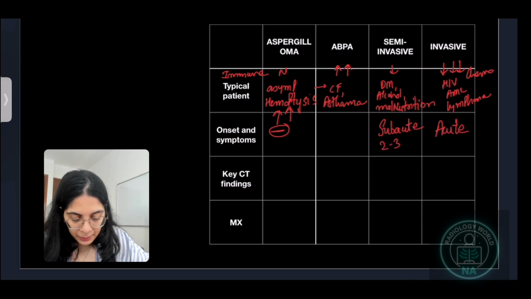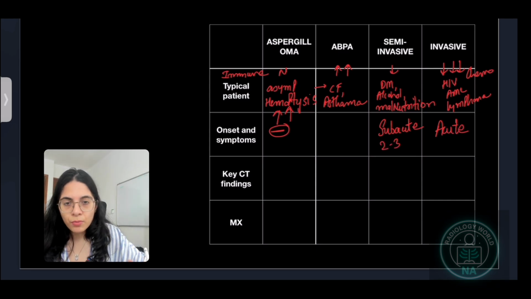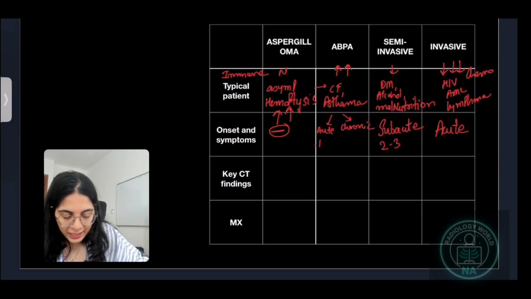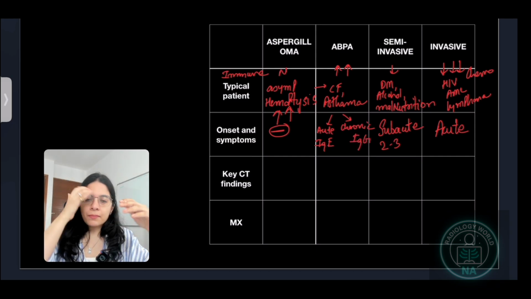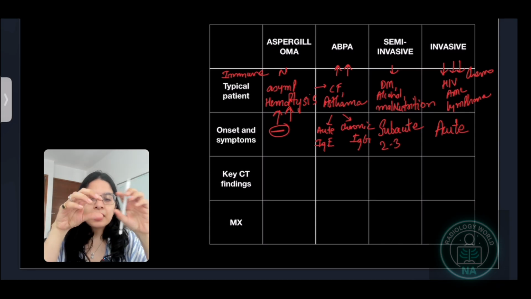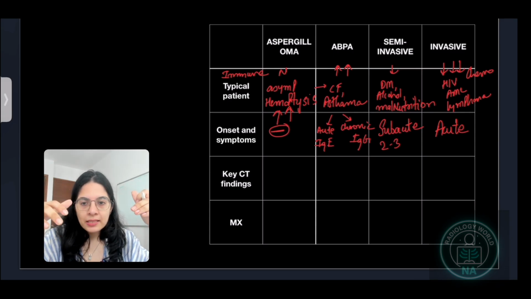Whereas ABPA, when they present with central bronchiectasis, again it can be either, depending upon the clinical vignette, acute or chronic. Acute is mainly IgE mediated, whereas chronic is IgG mediated. Whenever there is something acute, maybe an acute consolidation is present; chronically, there will be some sort of central bronchiectasis and mucus plugging.